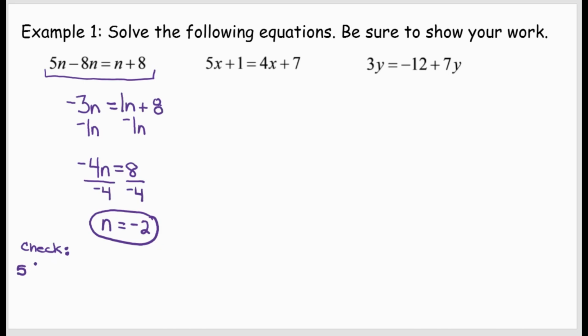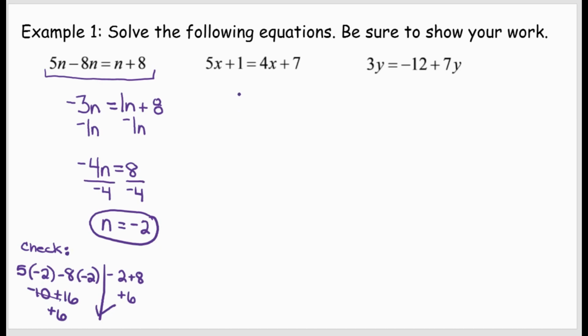So 5 times negative 2 minus 8 times negative 2. Negative 10. Negative 8 times negative 2 is positive 16. And this equals positive 6. Okay, that's on the left side. On the right side, negative 2 plus 8 is positive 6. So my left side equals my right side. So I know and I am confident that my solution is perfect.